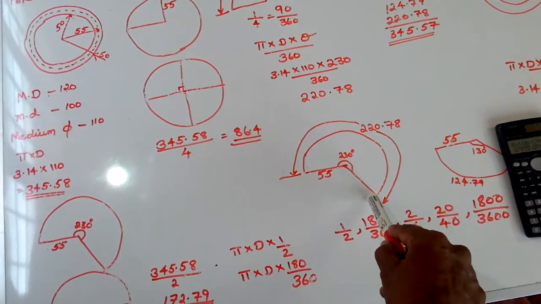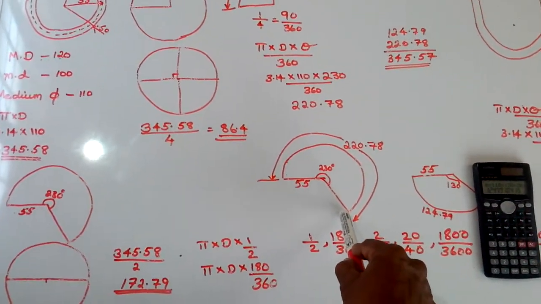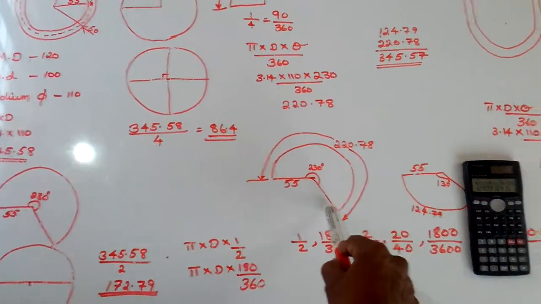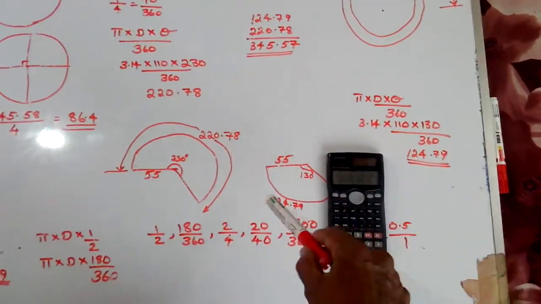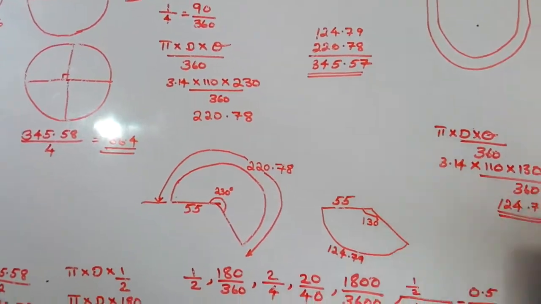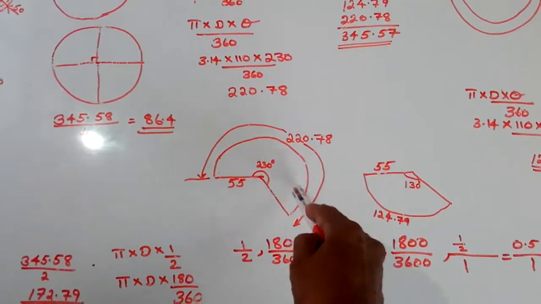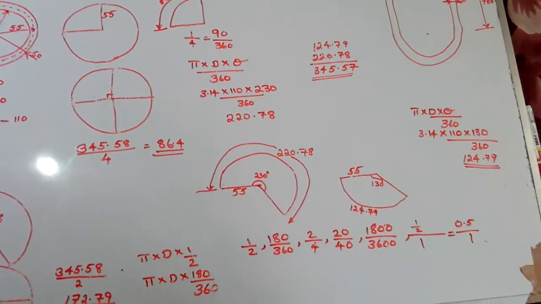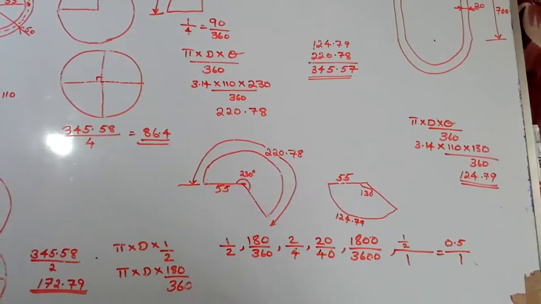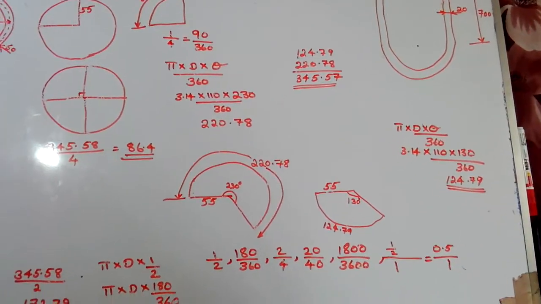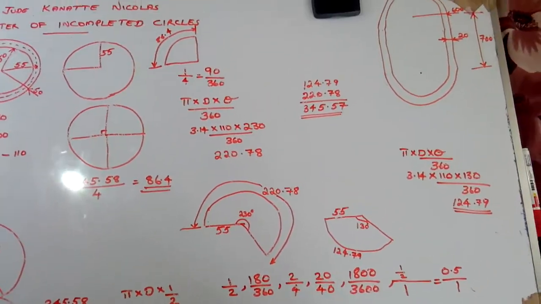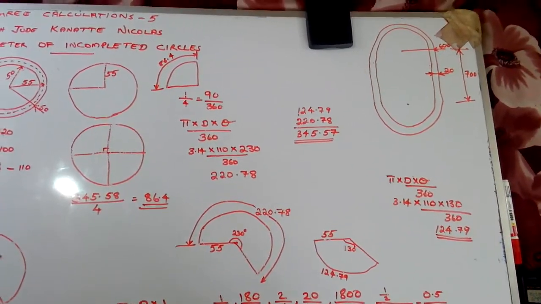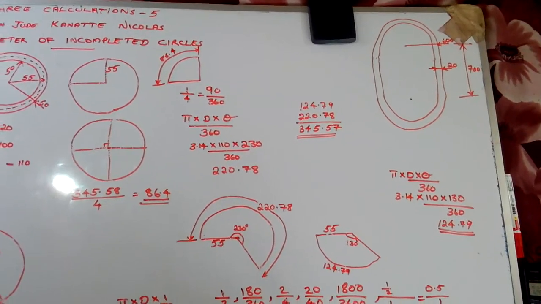So if we have to make a small partial round, from here to here, we have to take a length of 124.79. If we take a length of 124.79, we can make this kind of one round. Its radius will be 55 and its degree will be 130. So today I close today's class.